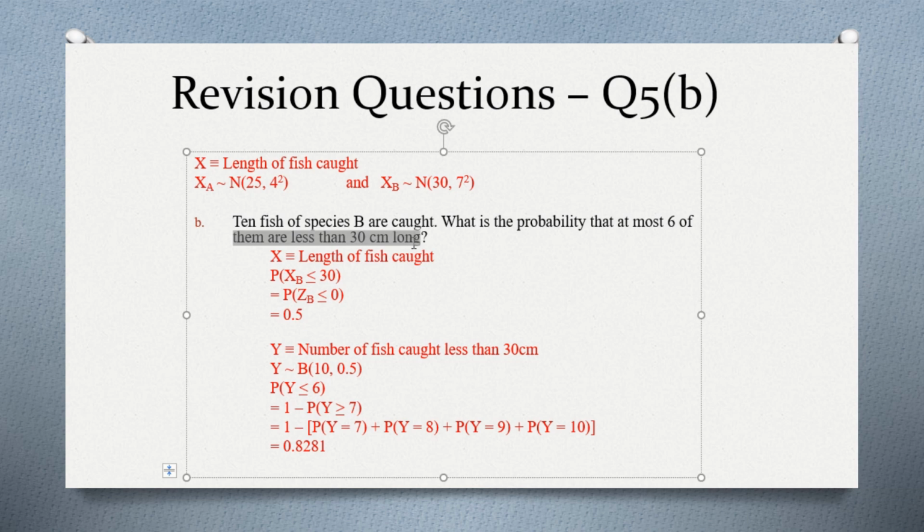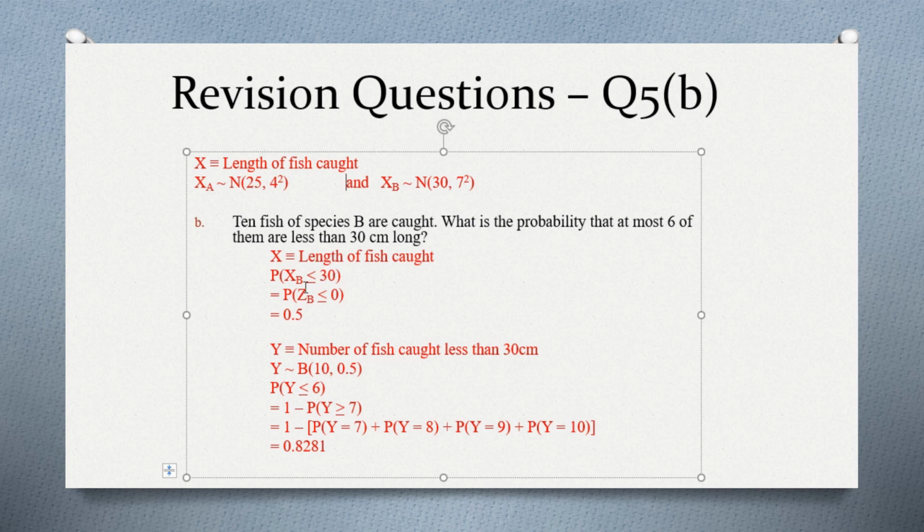The last part is always my event: number of fish caught less than 30 cm. This is what I want you to get. I need you to get the hang of it. Normally the first part of the question is your n. The second part is the probability that you are going to calculate that you see down here. The last part is usually your event. So my n is 10. My p must be the probability that the fish is less than 30 cm. Since we are talking about species B, we will use the normal distribution for species B.